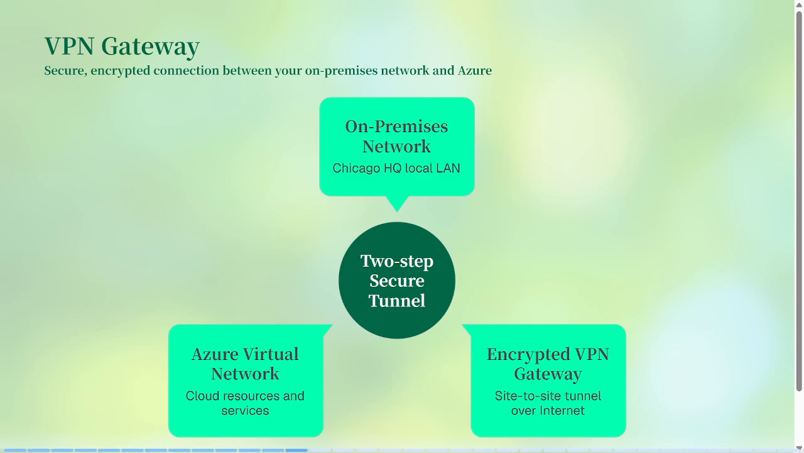Everyone else travels on public roads, but your company has a private, protected tunnel where only authorized employees can pass. Even though the tunnel runs beneath public streets, nobody outside can see or access what's happening inside. Similarly, Azure VPN Gateway creates a secure encrypted tunnel over the public internet. VPN Gateway: secure encrypted connection over the public internet.